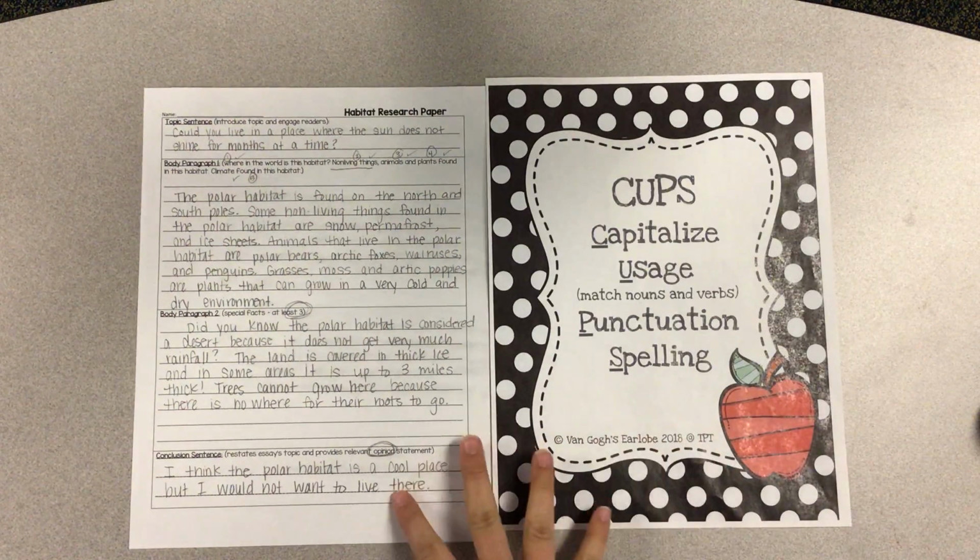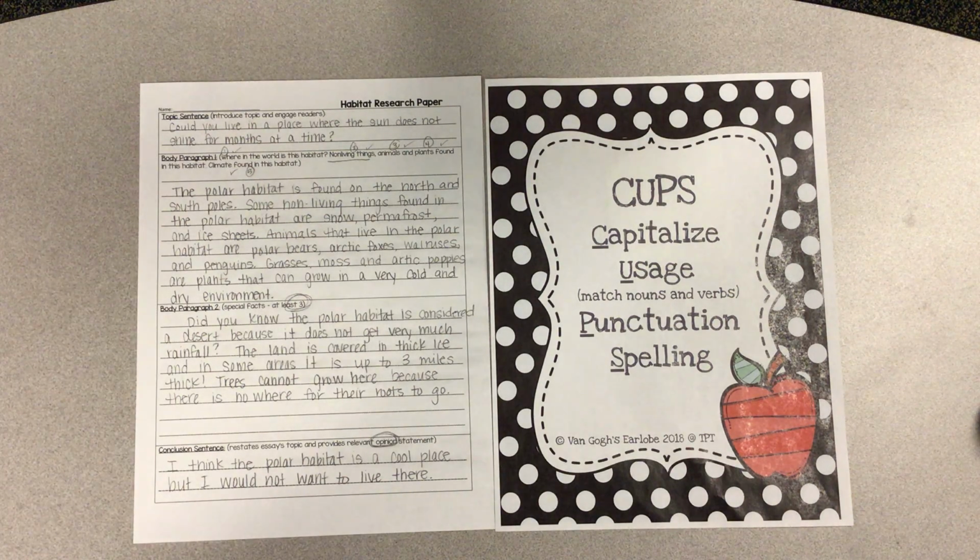Now we're ready to go through and look for CUPS. So remember, CUP stands for capitalize, usage, punctuation, and spelling. And for this, I would like you to have two color highlighters. You're going to go through and make sure you have all your capitals by highlighting those in one color. So remember, every sentence should start with a capital and also proper nouns. So if you're talking about the Amazon rainforest, that would also need to be capitalized.